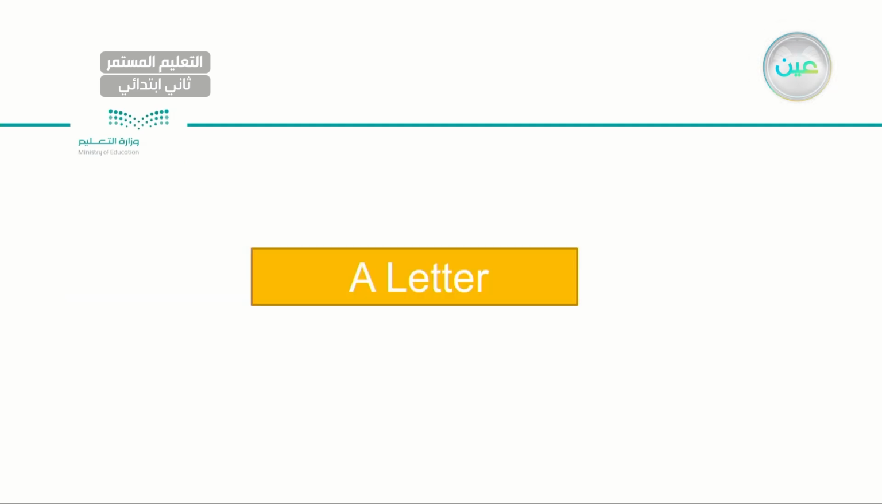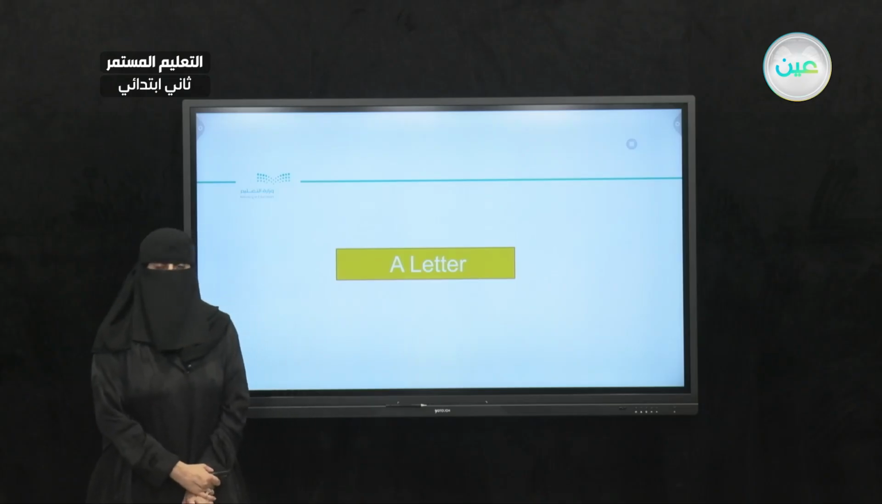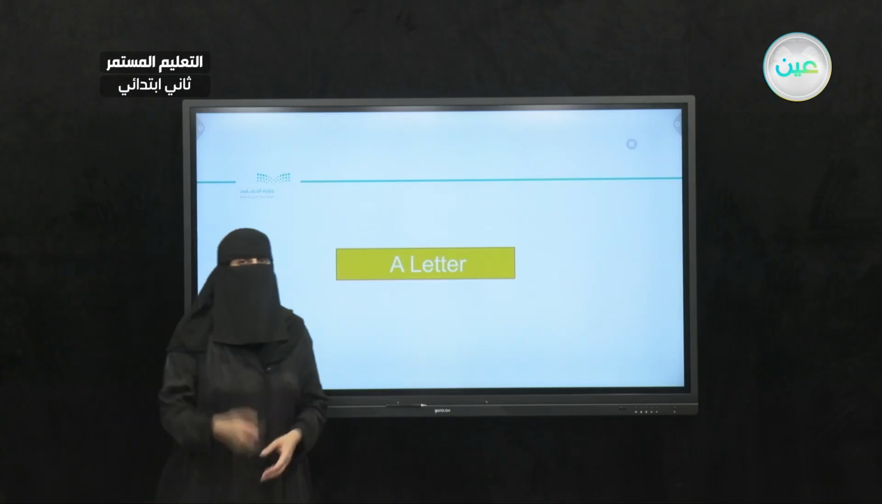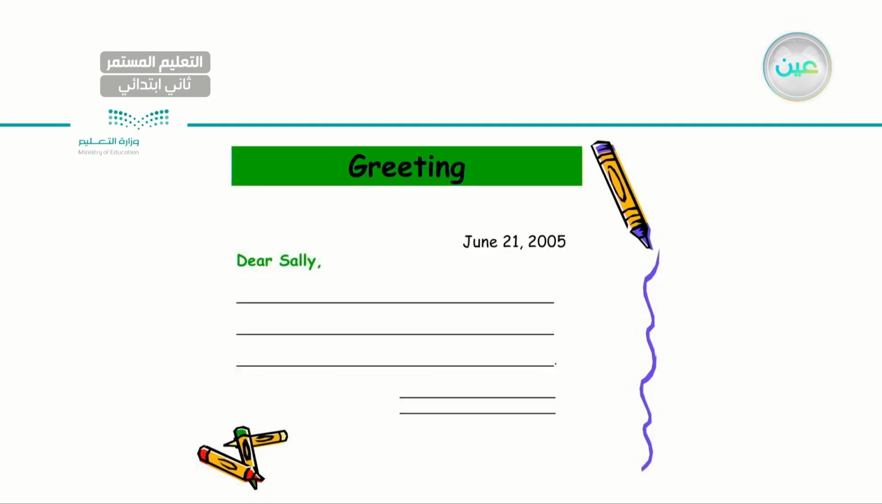Now, also in this unit, we learned how to write a letter. What do I mean by a letter? Let me try to refresh your memory. This is a picture of a letter. A letter must indicate 5 things. It must have a date, greeting, a body, closing, and a signature. Okay? As you can see here in the example, let me explain.